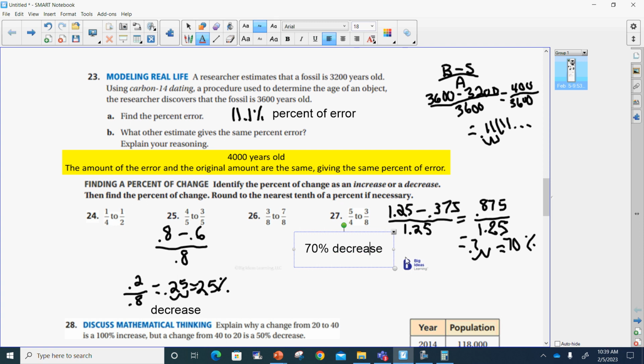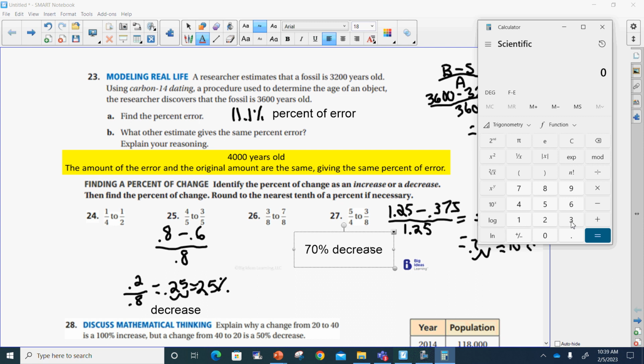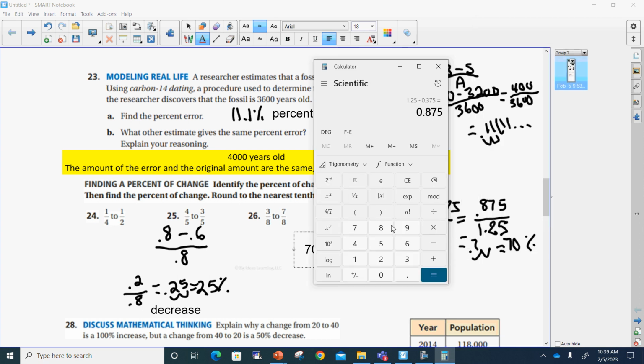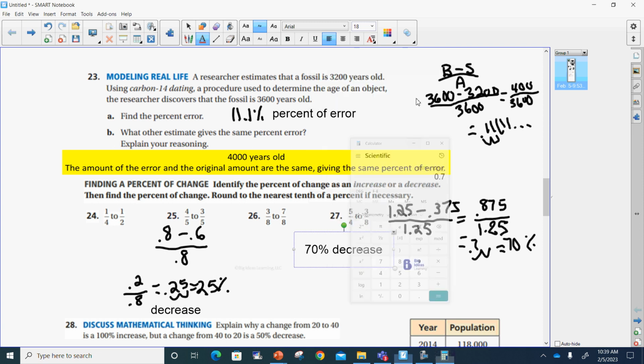All right, I'm going to double check this 3 divided by 8 because I think I might have messed up there. 3 divided by 8 was 3.75. And let me double check this one more time. 1.25 minus 0.375. Yep, 8.75. And then divided by 1.25. That gave us 0.7. Yep, I did everything correct. So that was a 70% decrease.